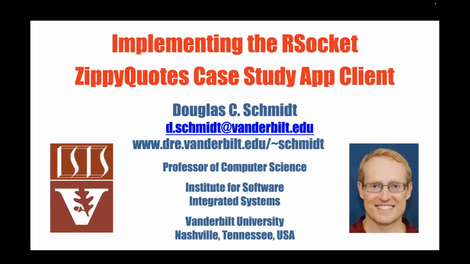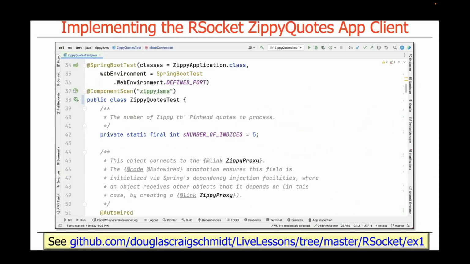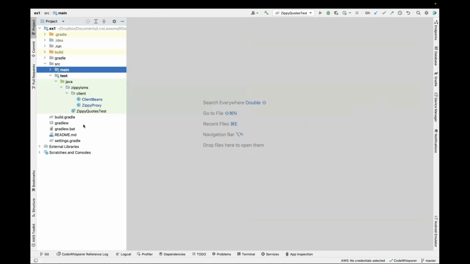So the last piece of the puzzle here I want to cover is the driver program and the client code, which is what sets all the wheels in motion. And as always, you can get this in my GitHub repository, in the EX1 project, in the RSocket folder, in the live lessons GitHub repository. And here we are on that repository.